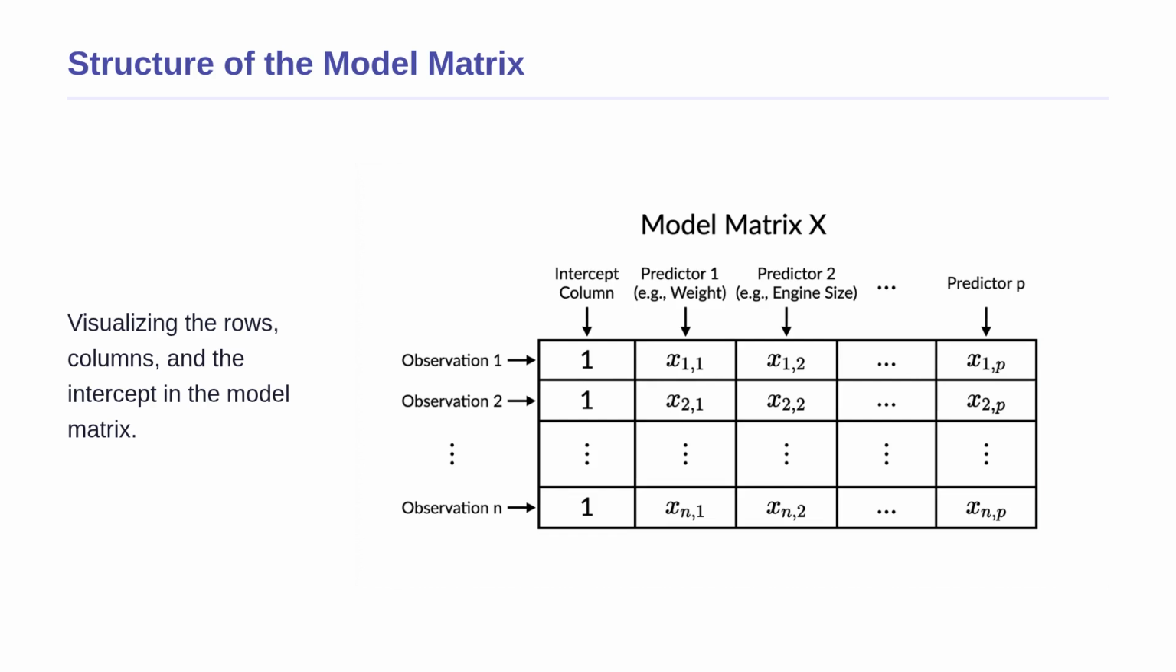Let us visualize this structure to make it concrete. Here, you see the model matrix X. Notice how the rows correspond to each observation, from 1 down to n. The columns represent our predictors. The very first column is the intercept column, filled entirely with ones. The subsequent columns hold the actual data values for each predictor, like weight or engine size. This grid transforms a messy real-world problem into a clean, solvable mathematical format.